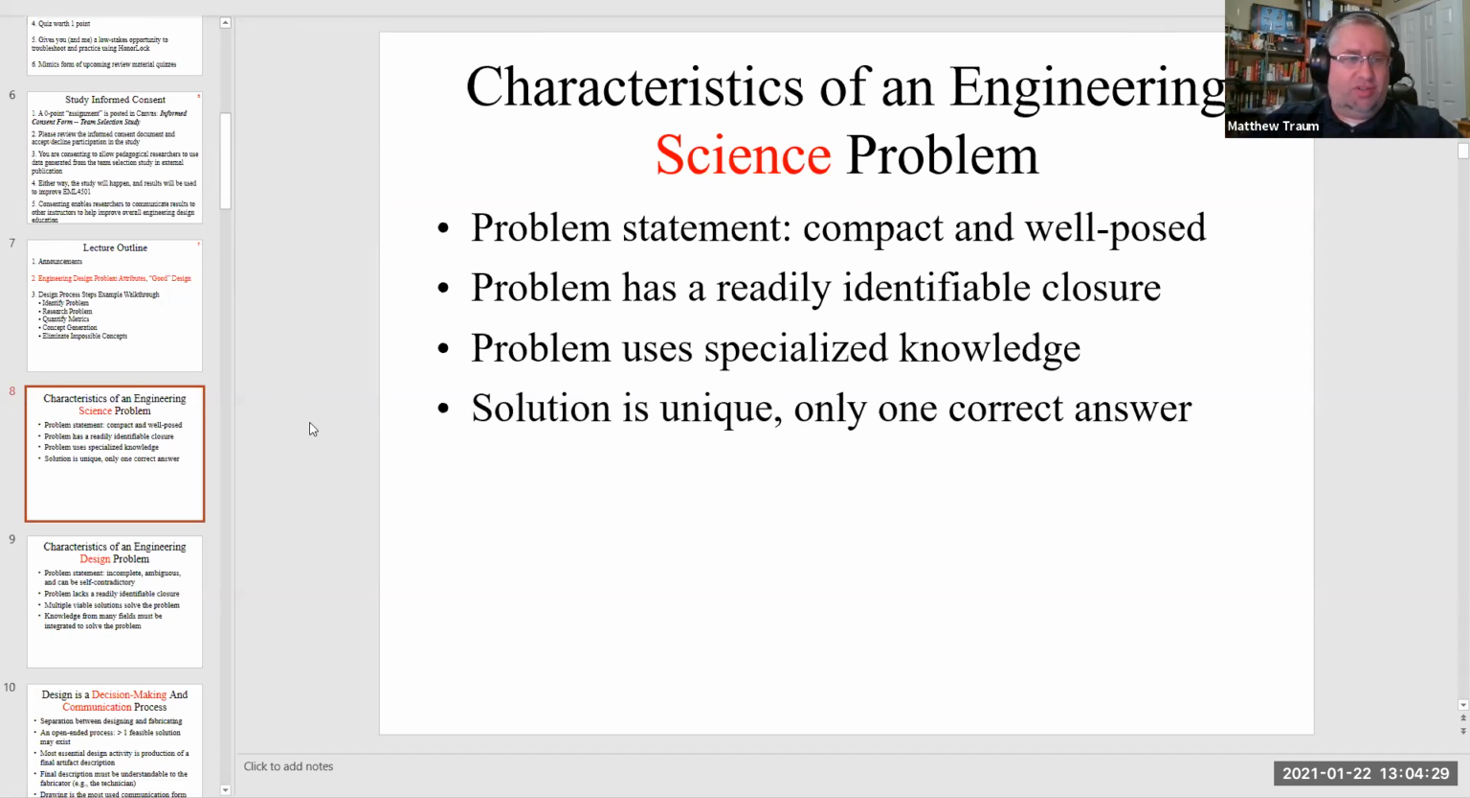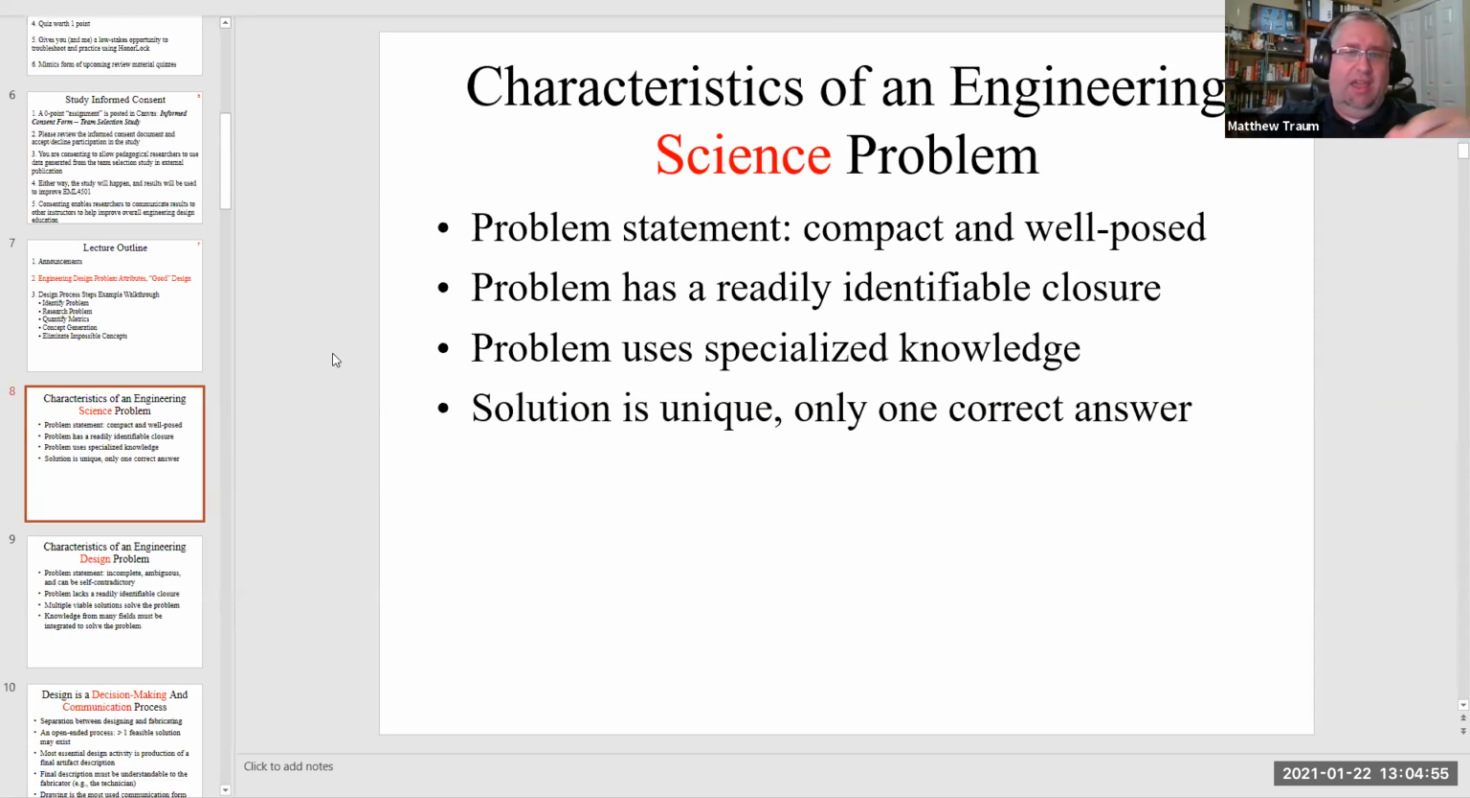And the way that you usually know that you've got the answer solved correctly is you flip to the back of the book and the answer agrees with the one that you calculated. And so, aha, hallelujah, you've got the right answer. It's the one correct right answer, and you can move on. And then finally, the problem usually uses specialized knowledge, which is if you're solving a problem in a thermo class, you're using thermo knowledge. If you're solving a problem in a dynamics class, you're using dynamics knowledge.